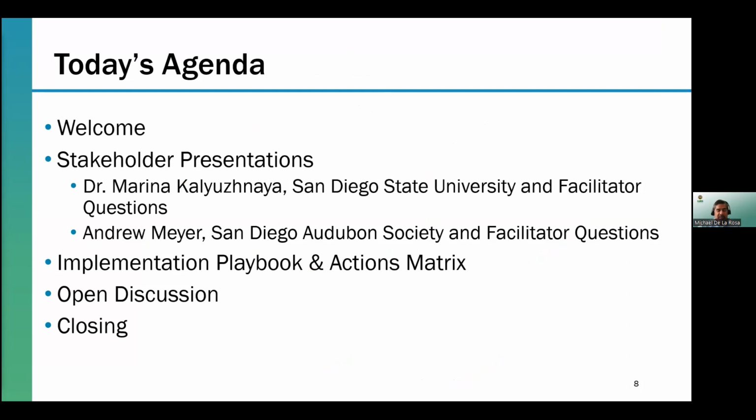For today's agenda, we will begin with 2 invited guests. Our first guest, Dr. Maria Kalinaya and Andrew Meyer. After presentations, our consultant, Scott Anders from the Energy Policy Innovation Center at USD, will discuss their approach to the implementation playbook and the draft matrix of the decarbonization actions for the land use and natural climate solutions sector. Mirza will then facilitate an open discussion where we would like to hear from all of you. With that, I'd like to hand it over to my colleague, Mirza, to introduce our speakers. Mirza?